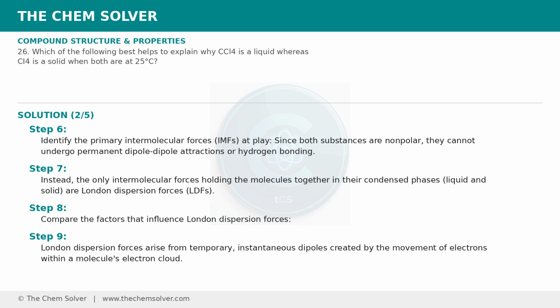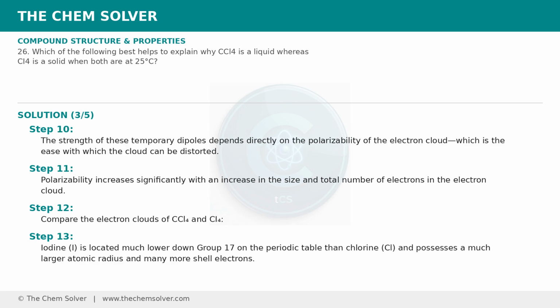London dispersion forces arise from temporary, instantaneous dipoles created by the movement of electrons within a molecule's electron cloud. The strength of these temporary dipoles depends directly on the polarizability of the electron cloud, which is the ease with which the cloud can be distorted. Polarizability increases significantly with an increase in the size and total number of electrons in the electron cloud.